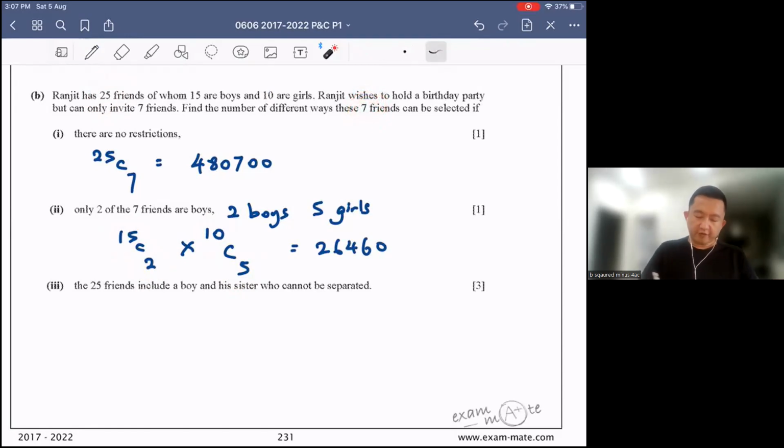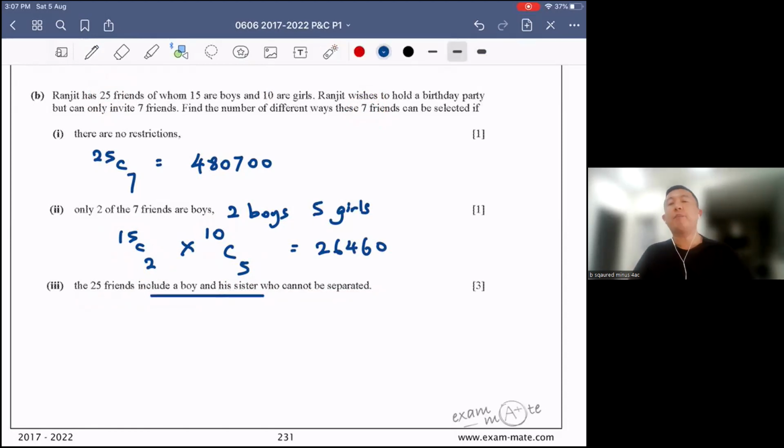Next one, 25 friends include a boy and his sister who cannot be separated. What does it mean? A boy and his sister is a sibling. This sibling cannot be separated, meaning if the boy is selected, the girl will be selected. If the boy is not selected, then the girl will not be selected as well. Am I right? Cannot be separated. So they are always together. So there are 2 different cases. Case 1.